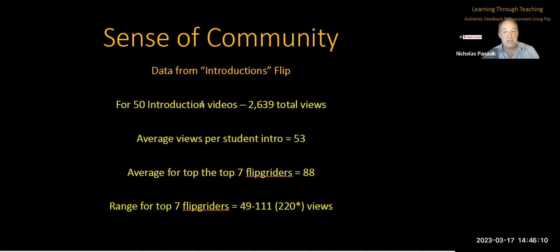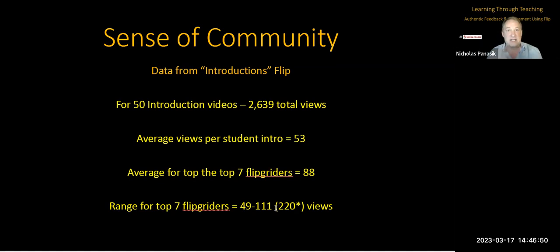For the introduction videos, there were 2,600 total views. The average views per student intro was about 53. For the top 7 FlipGridders, it was 88, and it ranged anywhere from 49 to 111. Again, by this point there's only 47 students in the class. So that means people have gone back time and time again to find out who is this person that I keep watching and learning from.